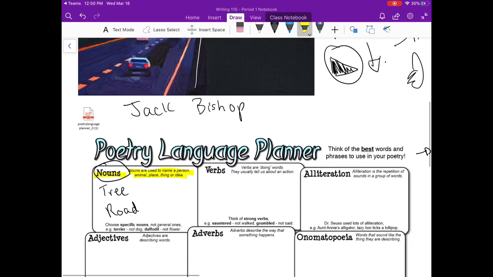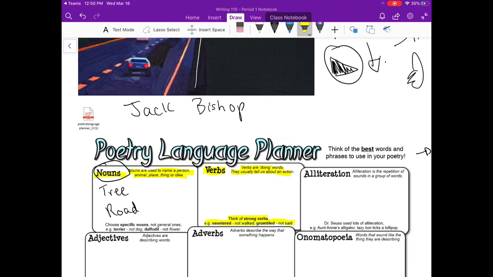Okay. The next one we're going to look at is a verb. Now, a verb is a doing word. They usually tell us about an action. Think of strong verbs if you really can. Sauntered, not walked. Grumbled, not said.